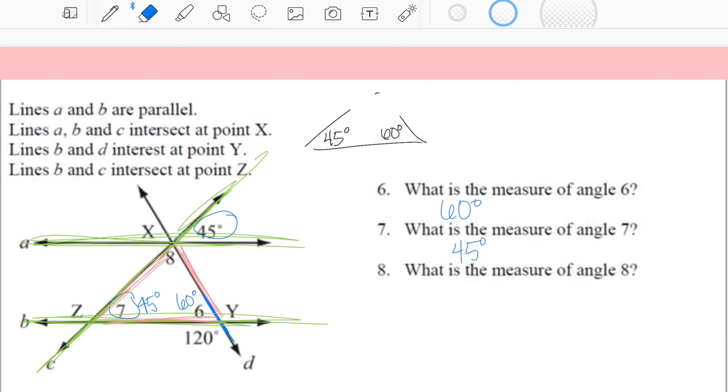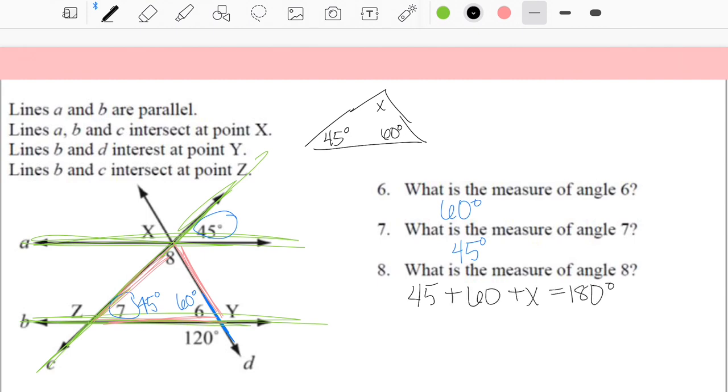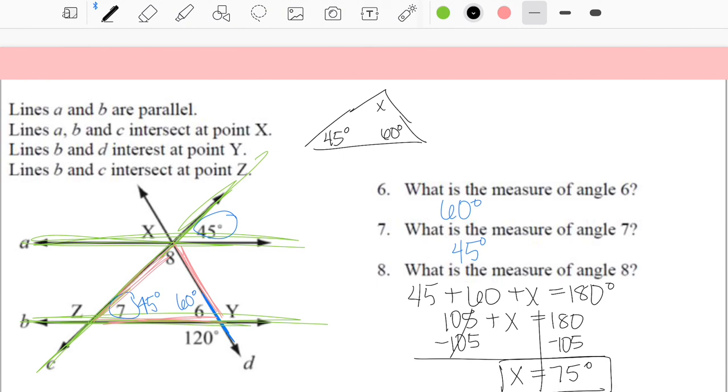So what I'm actually going to do is I'm going to take away this angle 8 and I'm going to replace it with x because I don't know the angle measure. But I know that 45 plus 60 plus x will need to be 180 degrees. I can combine 45 and 60 to make 105 plus x is equal to 180. And now all I need to do is subtract 105 from both sides to get that x is equal to 75 degrees. So angle 8 is equal to 75 degrees.